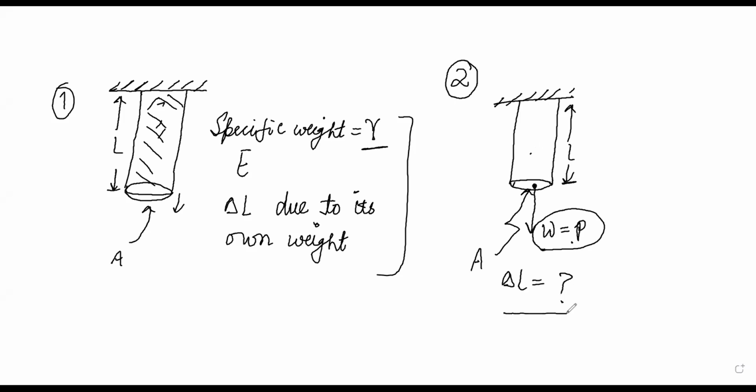These are two important questions. These are often asked in the GATE. The first question is that we have a rod suspended from one end, its specific weight is gamma, and the question asks how much is the change in length because of gravity. This is question 1. And in this case, we have a rod suspended again from the ceiling. Its length is L, area of cross section is A. But now it is subjected to a load which is equal to its weight. How much is the change in length?